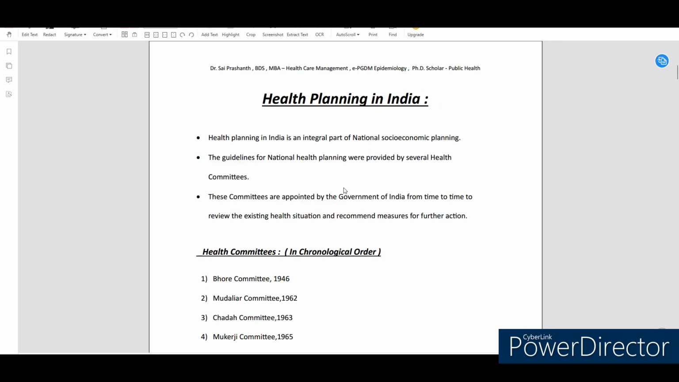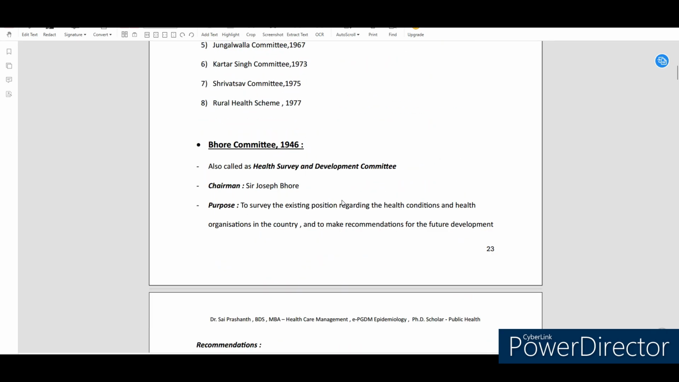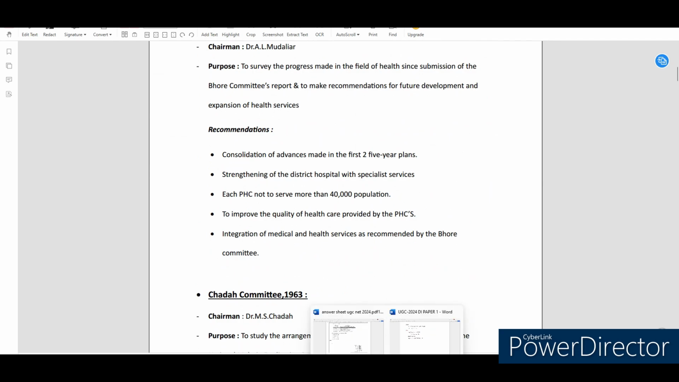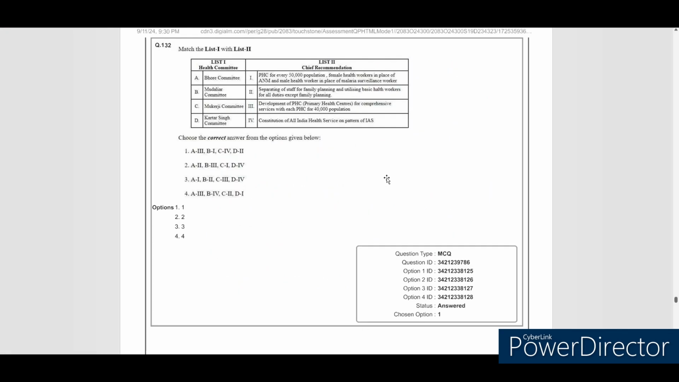So these are the committees in chronological order, along with the details under each committee. You can just go through them for better understanding. So, a very easy question. You don't need to stress much.